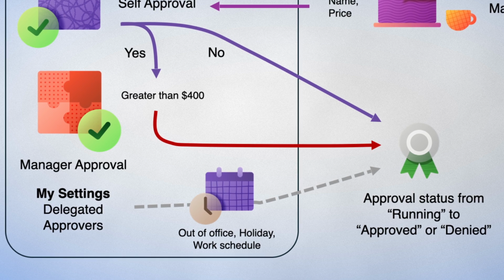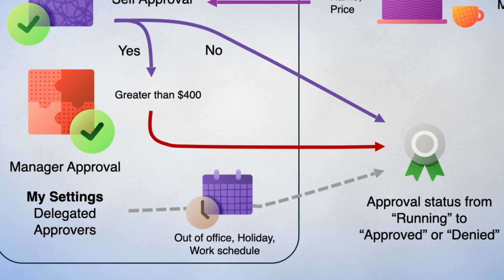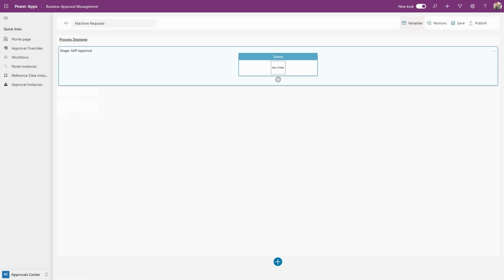Let's look at the process to edit the workflow to add a new stage for conditional manager approval. We edit the workflow to add two new variables for the machine name and price. The price numeric value will be used to control when the additional approval is required. Now that the variables have been added to the business approval, let's create a new stage.